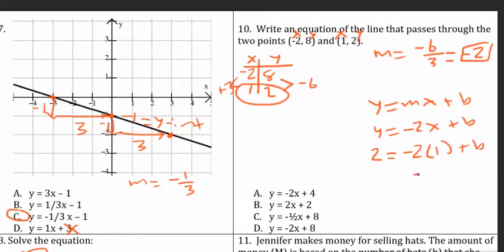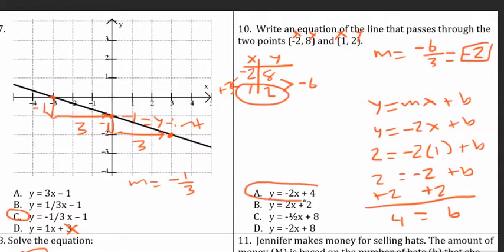Negative 2 times 1 is negative 2. And add 2 to both sides. Then we get b equals 4. So our slope is negative 2, and our y-intercept is 4. So A is our equation.